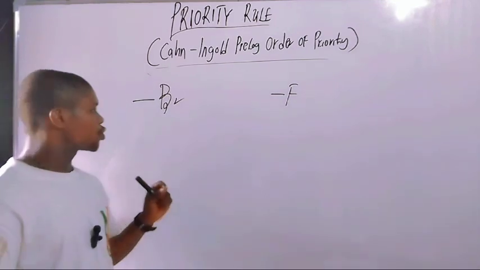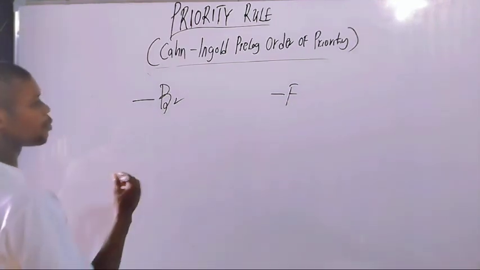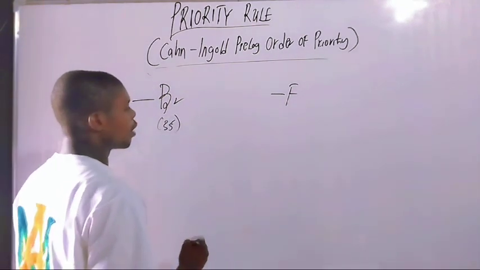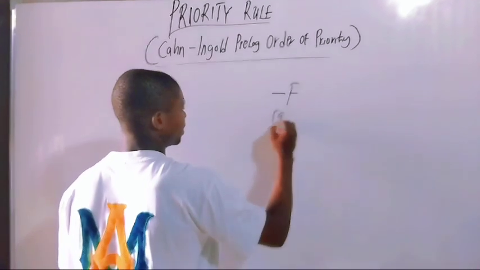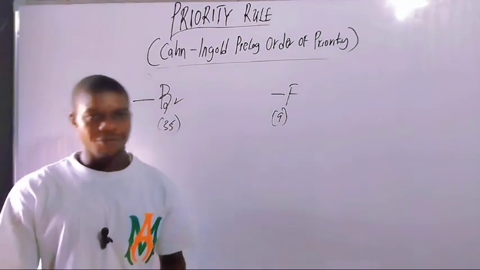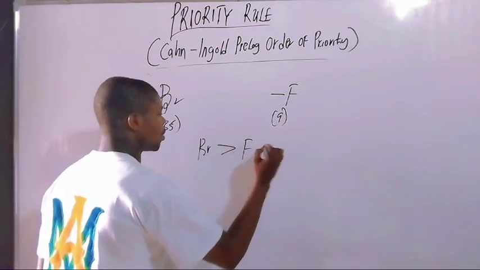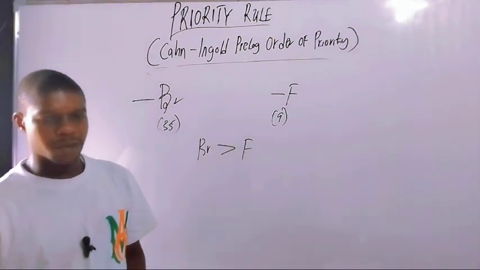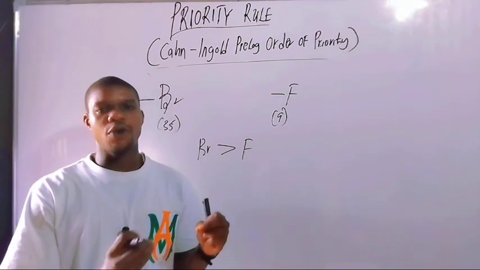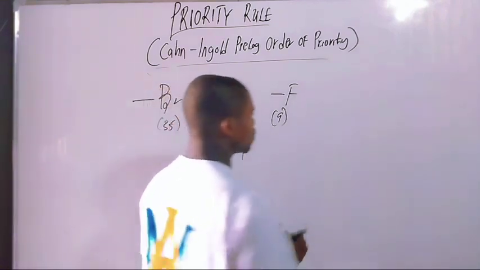So what is the atomic number of bromine? The atomic number of bromine is 35. The atomic number of fluorine is 9. So bromine takes priority over fluorine. It means that bromine is greater than fluorine. We are comparing two elements or groups, therefore, look at the one that has the higher atomic number.